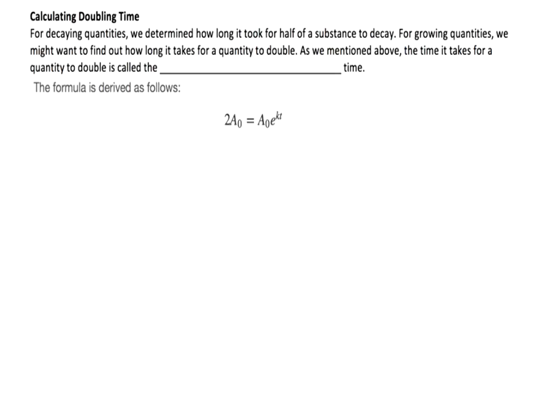Okay, so the next time we look at, where we just got done looking at half-life, now we're going to flip-flop our thinking and think about calculating what they call doubling time. For decaying quantities, we want to determine how long it took for half of a substance to decay. But for growing quantities, we might want to find out how long it takes for a quantity to double. As we mentioned above, the time it takes for a quantity to double is called the doubling time.